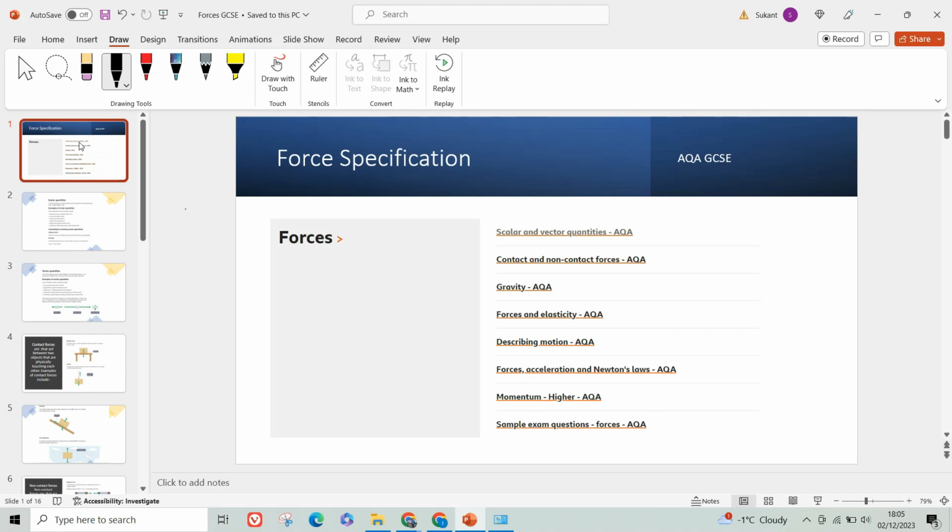specification, right? So forces, this topic, force, contributes a major chunk of your GCSE AQA physics portion, right? So as you can see on your screen, these are the portions which we are going to understand in this topic.